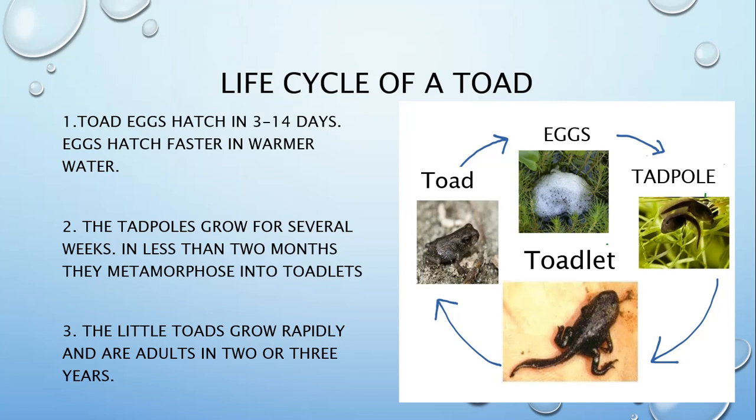So basically they go from being born, they are hatched, okay? And in a couple weeks, they become tadpoles, okay? In less than 2 months, they become toadlets. And then they grow to be adults in 2 or 3 years, and the cycle starts again. So that is the life cycle of a toad.